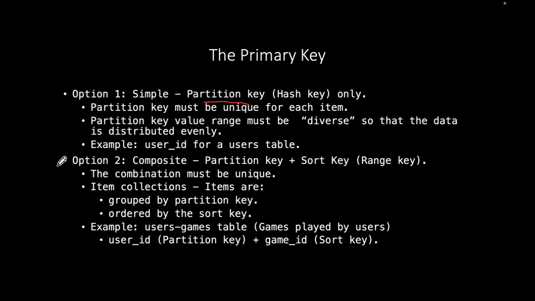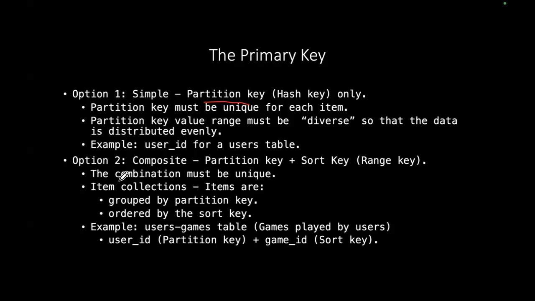Alternatively, a table might have a composite primary key, where in this case, the primary key is comprised of two attributes. One of the attributes, again, has to play the role of the partition key, and the second one is what's often referred to as the sort key or range key. The combination has to be unique, as before, because after all, this combination is representing the primary key for the items in the table. So again, that combination has to be unique.